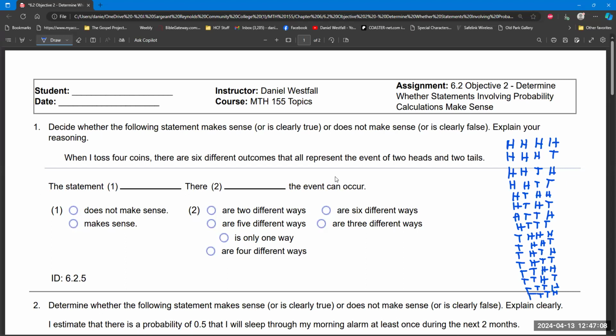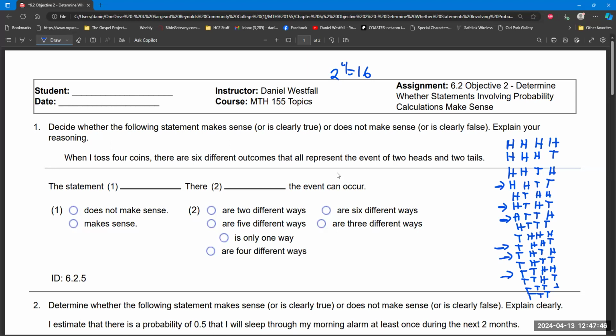So 2 to the 4th is 16 different options that I've listed out here. How many of them have 2 heads and 2 tails? There's 1 of them. There's 2 of them. There's 3 of them. There's 4 of them. There's 5 and 6, and that's it.